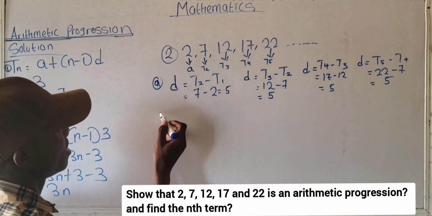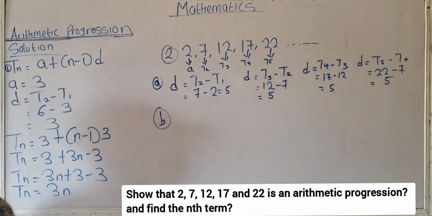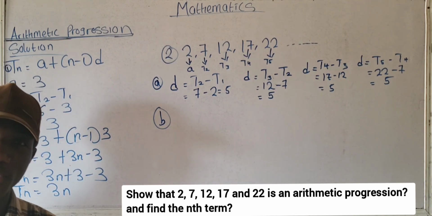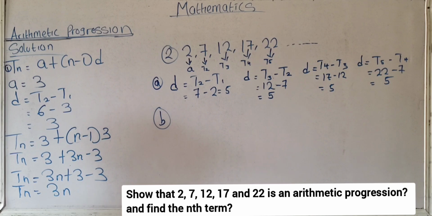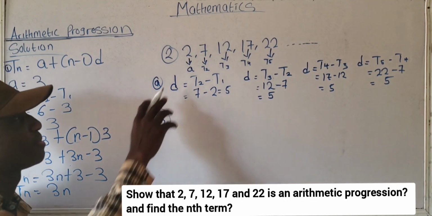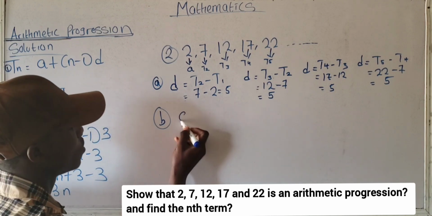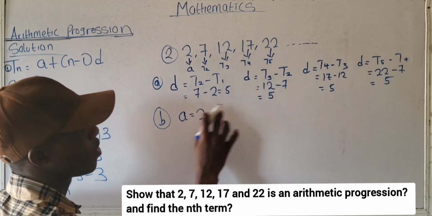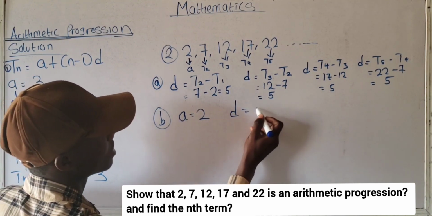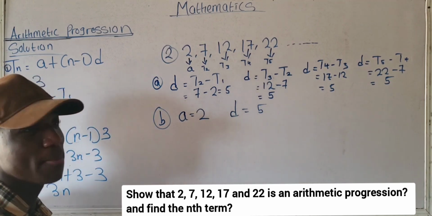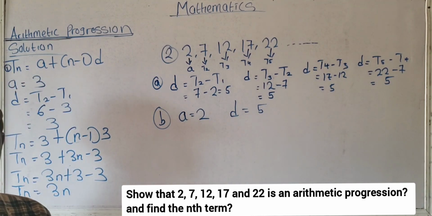Let me call it A. Now, the second question says we should find the nth term. Remember the first solution that we did. To get the nth term of any arithmetic sequence, the first step is that you have to know your a. Then you determine your d. Now, in this arithmetic sequence, the a is 2. And d, you have already computed. The common difference is 5. Now remember the general formula for the nth term of an arithmetic sequence.